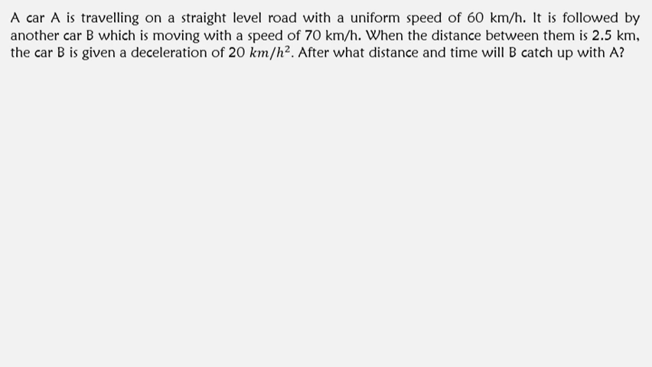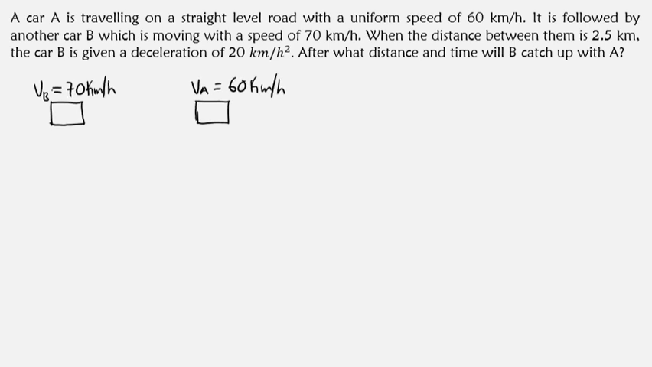So let's roll. We have car A in front, and this is our car B. This is B, here is A. What do we know about them? We know that the velocity for B is 70 km per hour. The velocity for the one in front, which is A, is 60 km per hour.